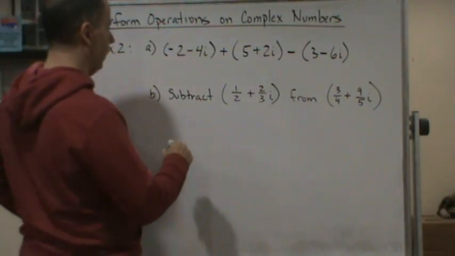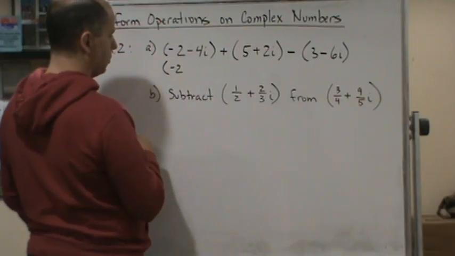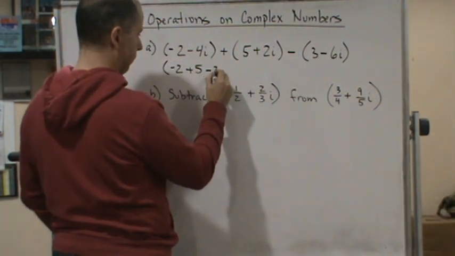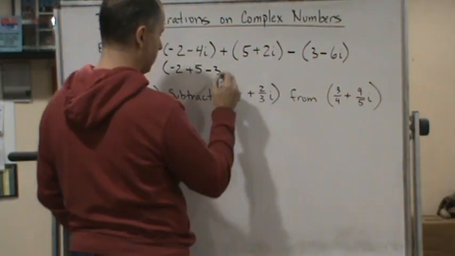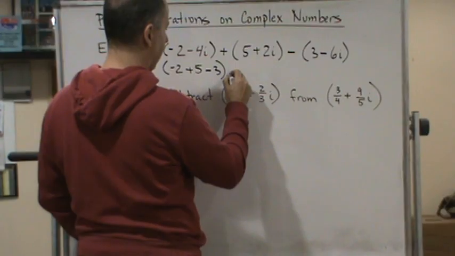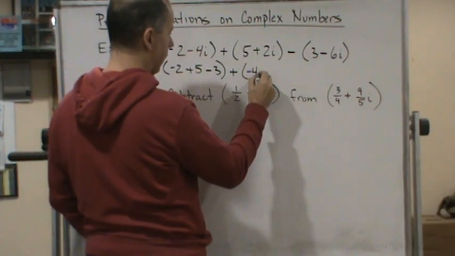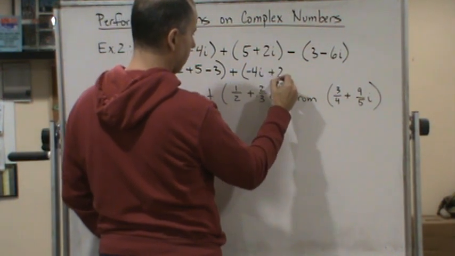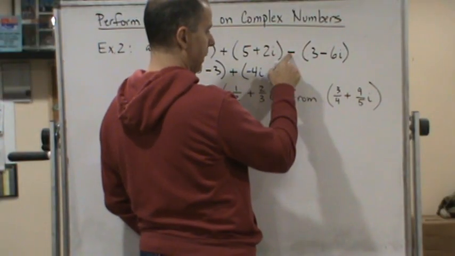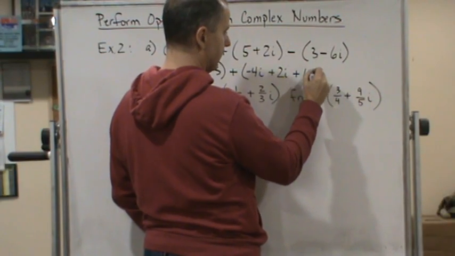So for part A, all you would do is group the reals together. So that would be minus 2 plus 5 and then minus 3. Don't forget to distribute the subtraction. Okay? And then take care of the imaginary part. So it would be negative 4i plus 2i plus, because I'm distributing the negative, so that becomes a plus, so it's going to be plus 6i.